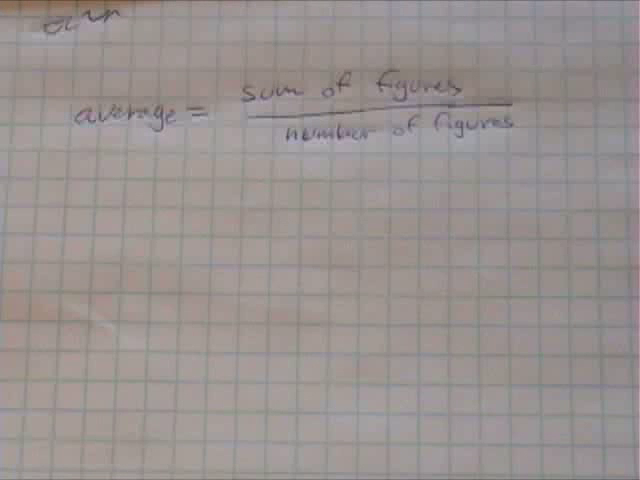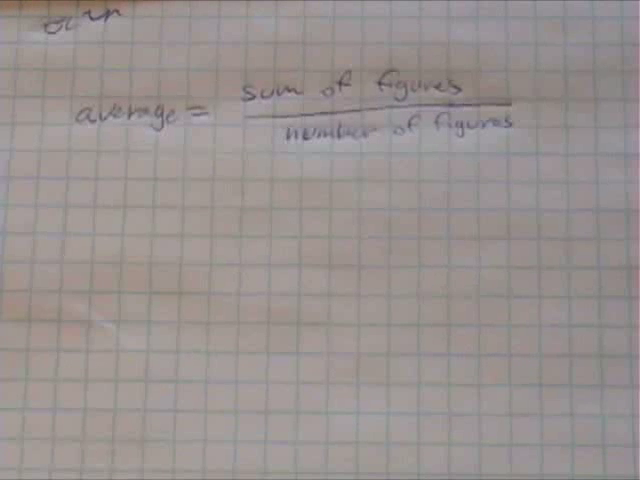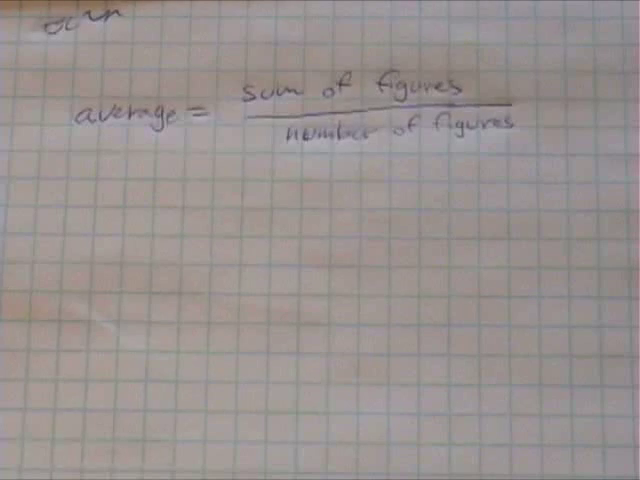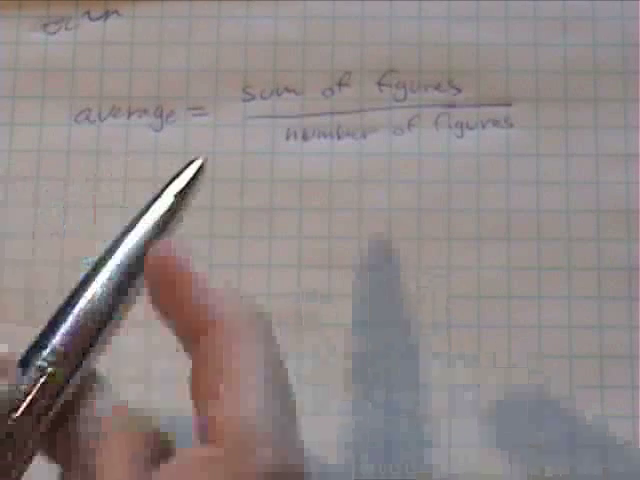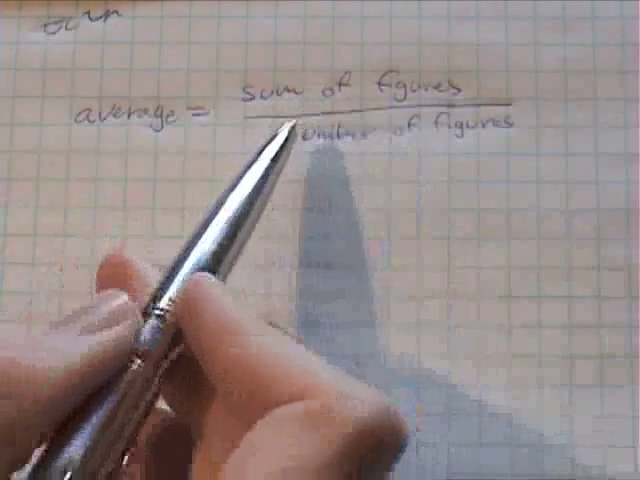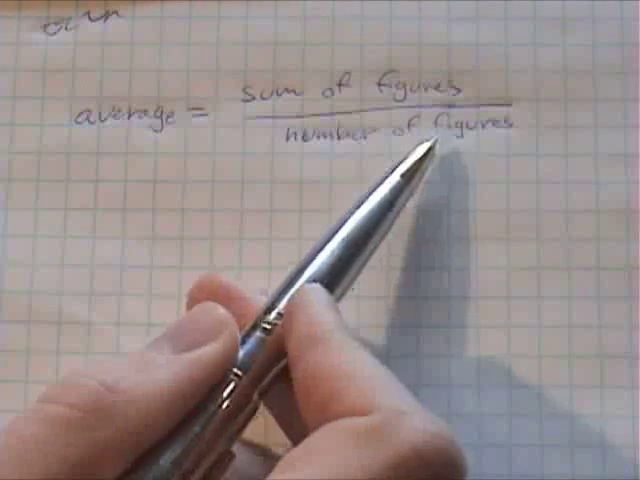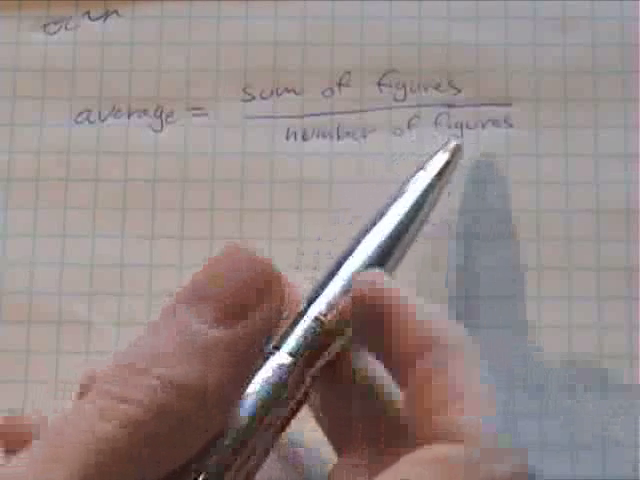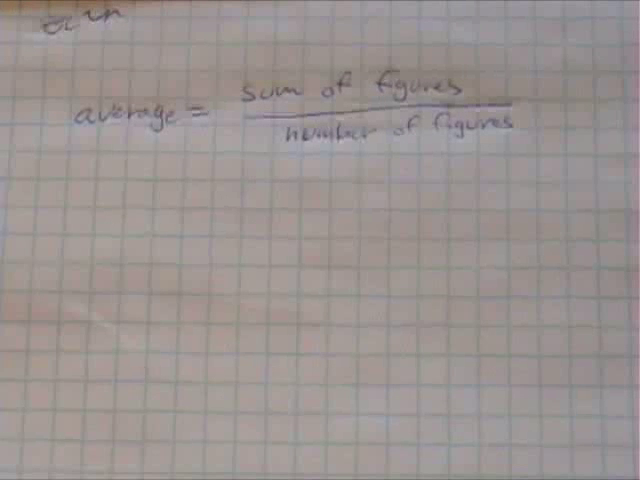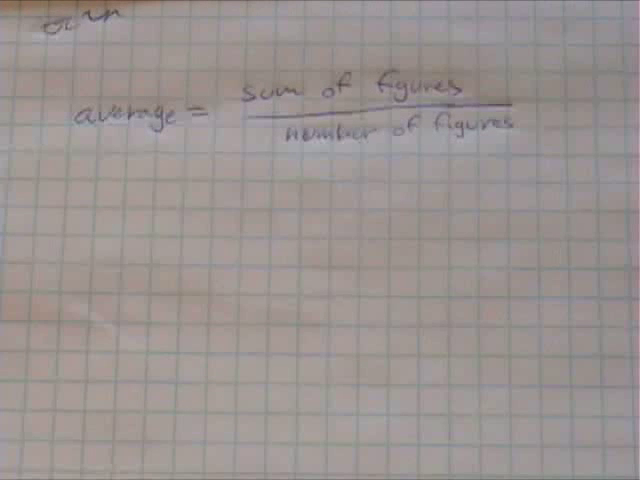When we solve word problems involving averages, we need to keep in mind the basic formula for an average. An average is simply the sum of a list of figures divided by the number of those figures. Let's do a few word problems to warm up. On page 3, we're going to start with the first problem.